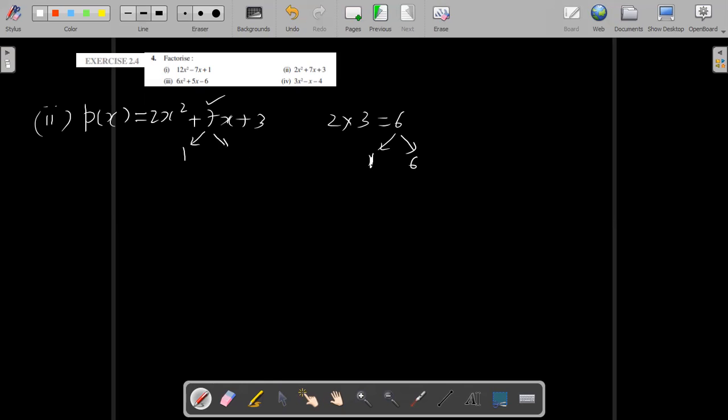1 and 6. So split into two parts, 1 and 6: 2x square, 1 means 1x. Don't forget to write x. 1x, but we are not writing 1x here. For your convenience, I am writing here 1x plus 6x plus 3. Now, what is common in these two terms? x is common. So, what is left here? 2x plus.